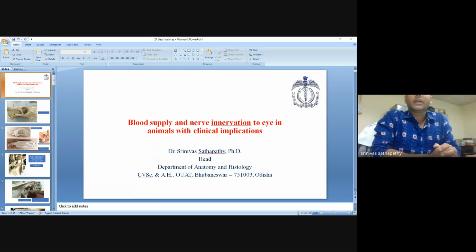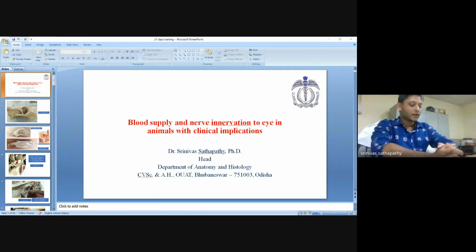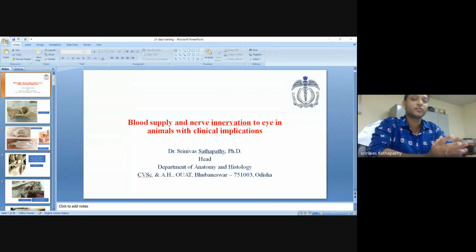Which is of practical importance. So I want to say, in brief, that this will be a refreshing of your anatomical knowledge, whatever you have with respect to the eye. So the broad topic is blood supply. I will also try to correlate the anatomical knowledge with the clinical implications, and majorly in relation to the different types of nerve blocks of the eye. So my topic is blood supply and nerve innervation to the eye in animals with clinical implications.